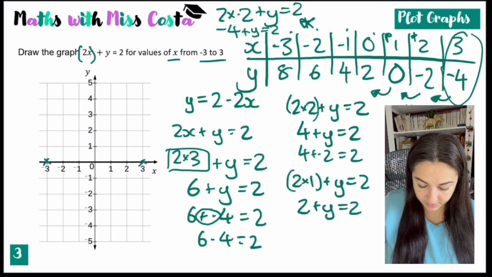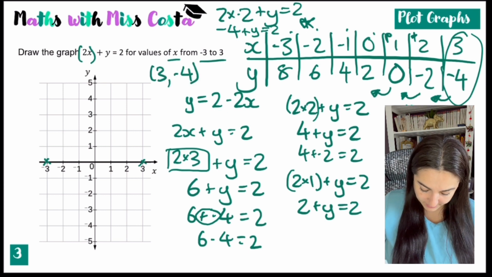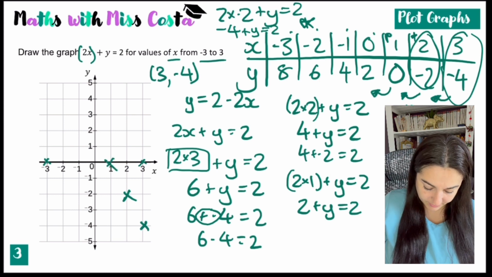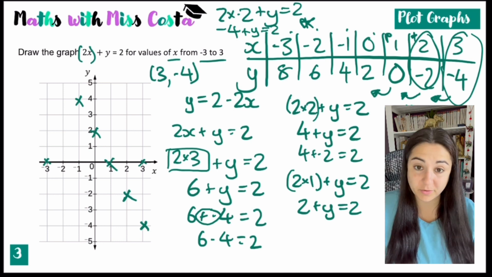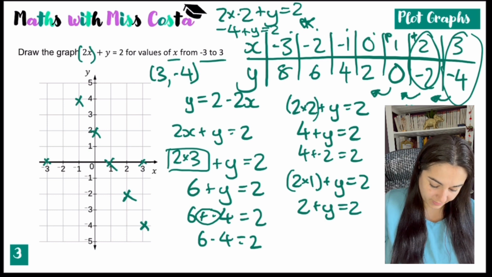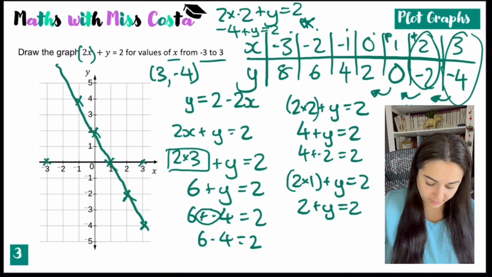So that's the coordinate 3, -4. And I plot it by going along to 3 and down to -4. I do the same with the next one: 2, -2, then 1, 0, 0, 2, -1, 4, and negative 2, 6. Well, I can't actually plot that on the graph, so I just do the coordinates that I can. And don't forget to then join them together with a straight line.